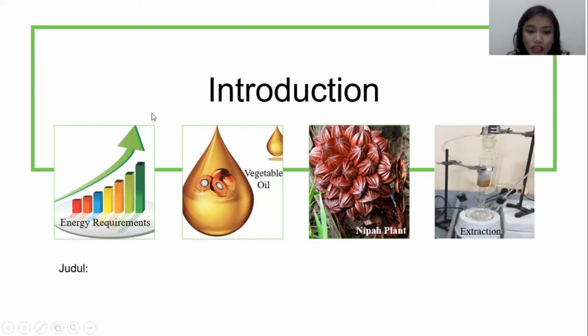In this research, apart from Nypa, the subpart of the Nypa that is very potential to be utilized is the fruit. Extraction of Nypa fruit oil can be done by extraction.